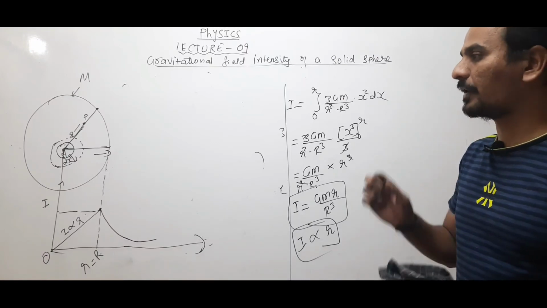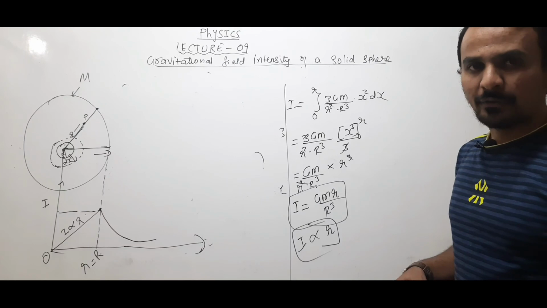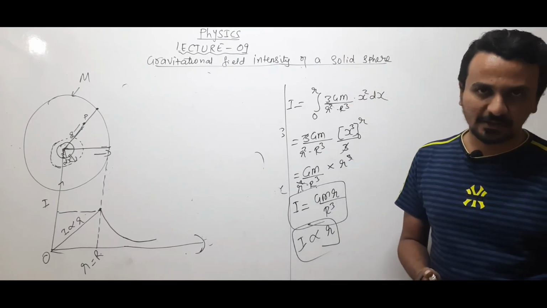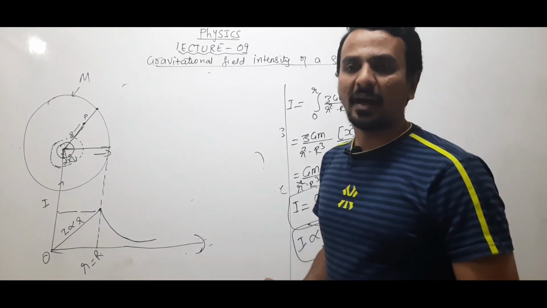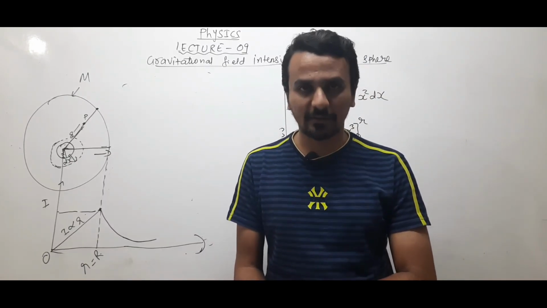So this is how we calculate the gravitational field intensity because of a solid sphere. We have seen the gravitational field intensity because of a ring and because of a solid sphere. Clear? Fine. Now we'll discuss what escape speed and escape energy are in the next video.